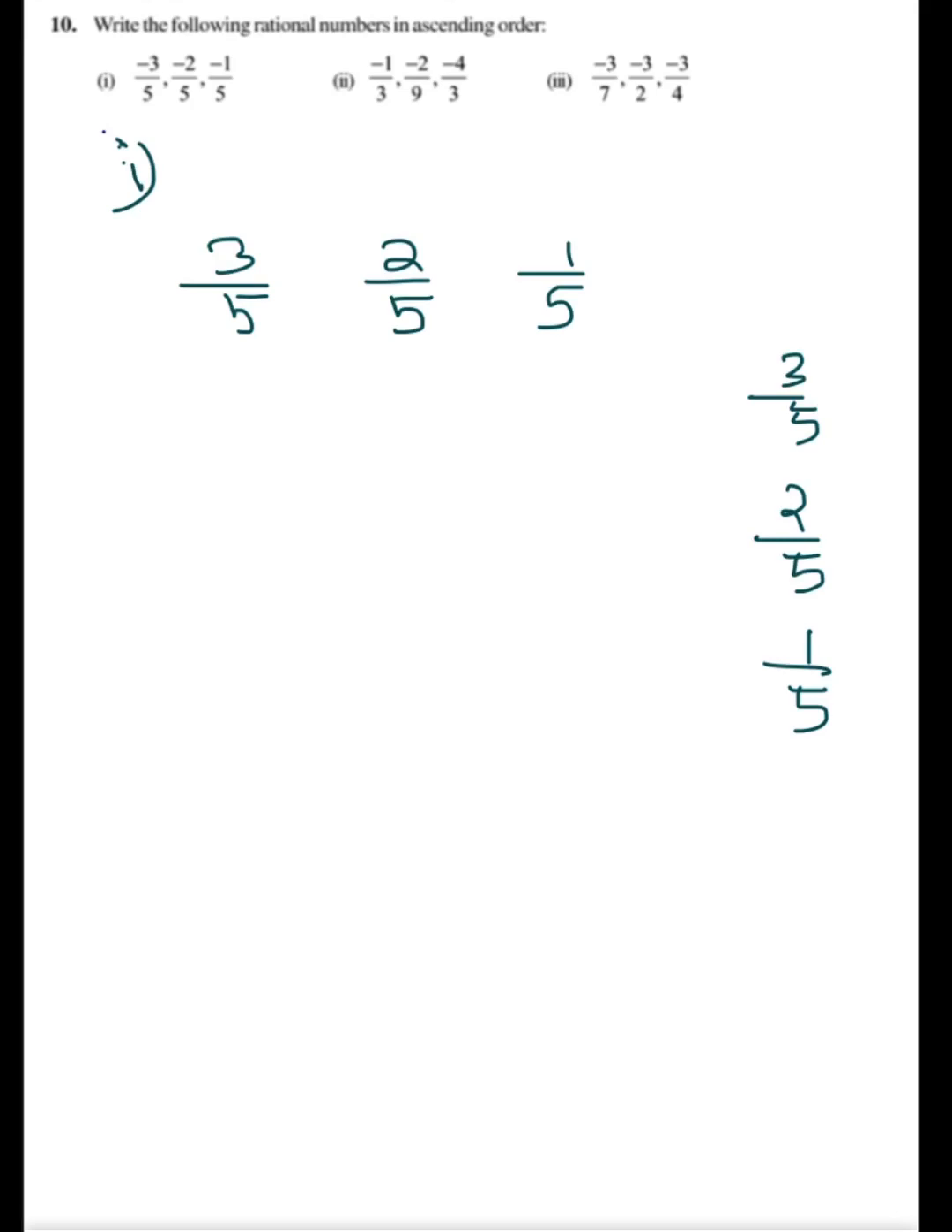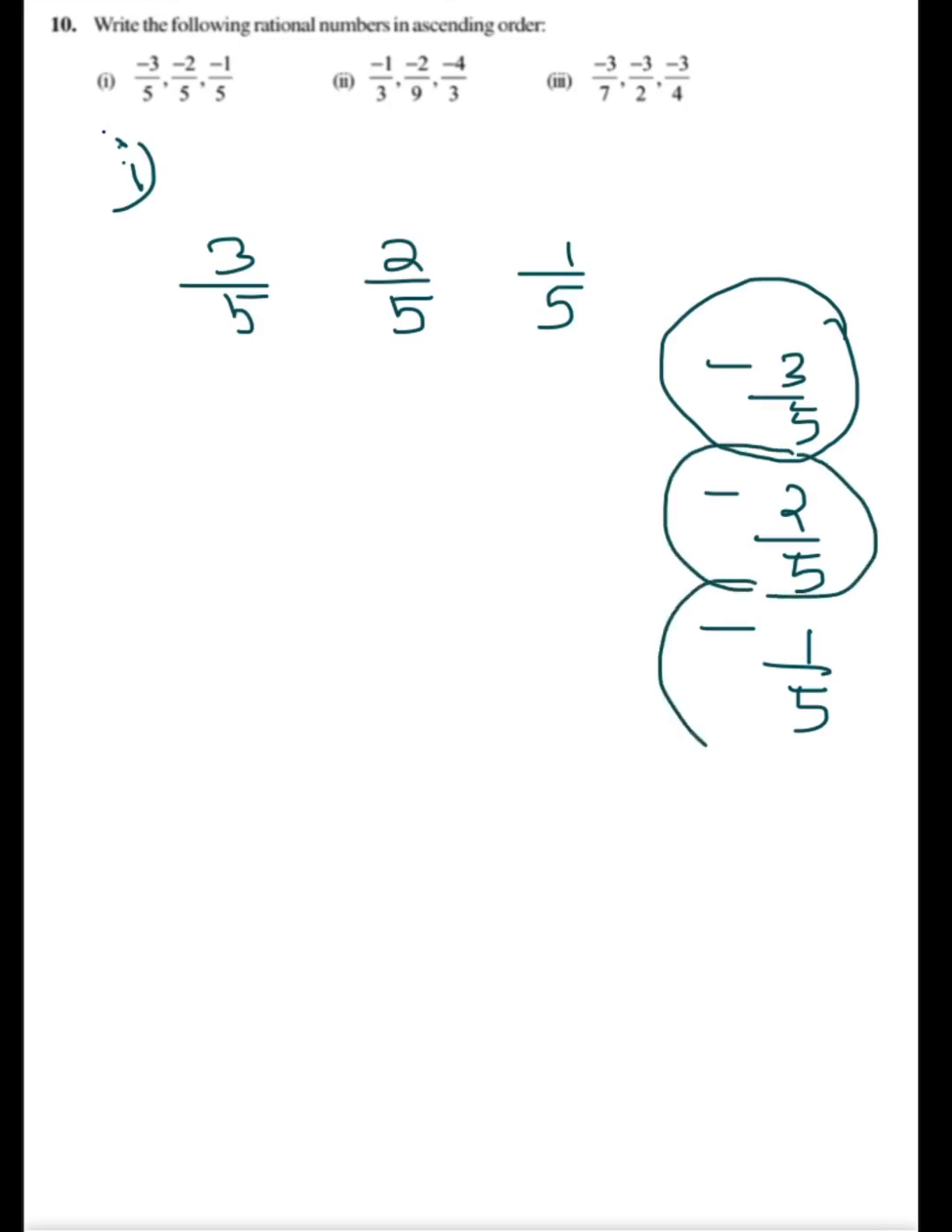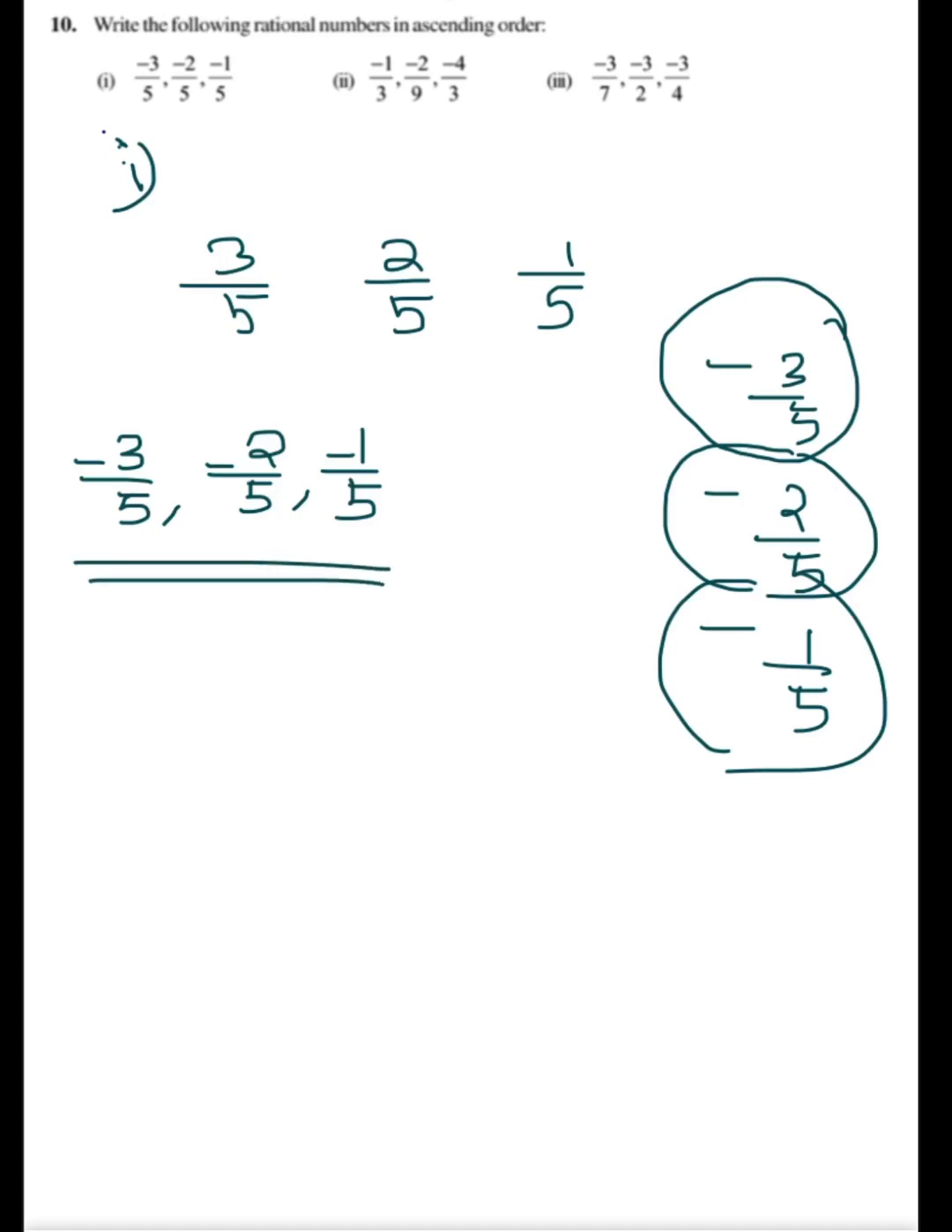Now when you are considering the negative sign, that is minus 3 by 5, minus 2 by 5 and minus 1 by 5, then what happens? Then minus 3 by 5 will become the smallest number among these. The next will be minus 2 by 5 and the next will be minus 1 by 5. That is, when you are writing it in ascending order, first one will be minus 3 by 5, second will be minus 2 by 5, third will be minus 1 by 5. Okay, here the smallest number is minus 3 by 5. Okay, this is the answer.